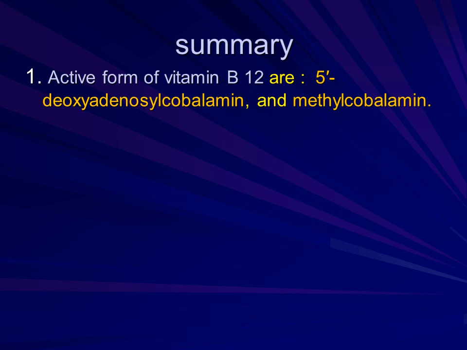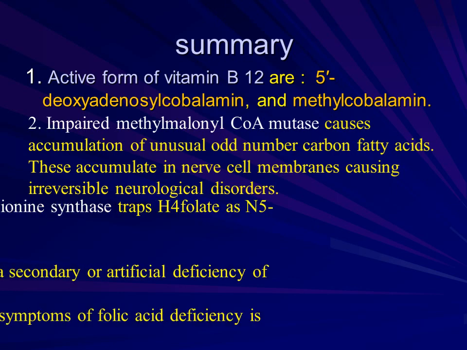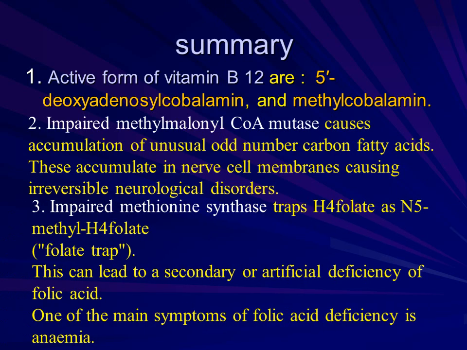Now in summary, the active form of vitamin B12 are 5-deoxyadenosylcobalamin and methylcobalamin. Impaired methylmalonyl-CoA mutase cause accumulation of unusual odd number carbon fatty acid. These accumulate in the nerve cell membrane and causing irreversible neurological disorder. Third, impaired methionine synthase trap tetrahydrofolate as N-methyl tetrahydrofolate. This can lead to secondary or artificial deficiency of folic acid.